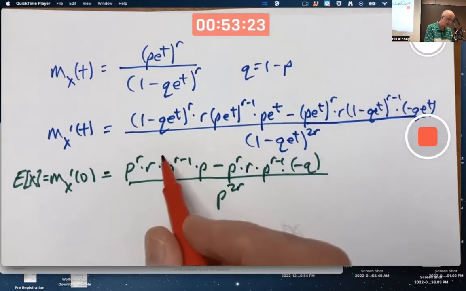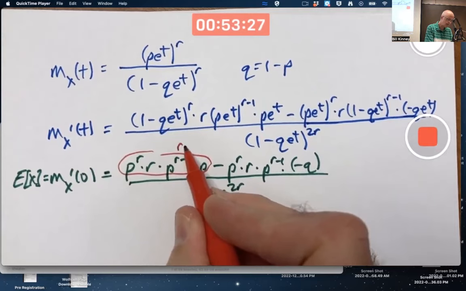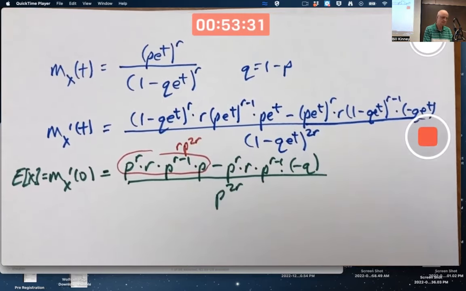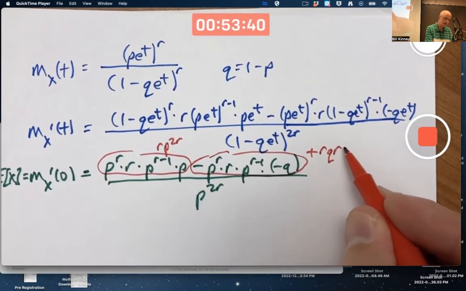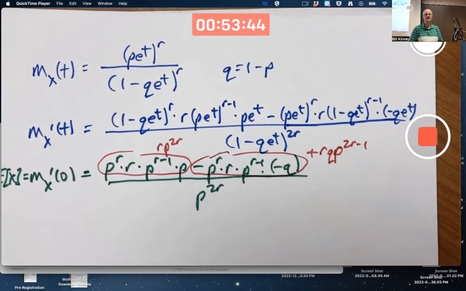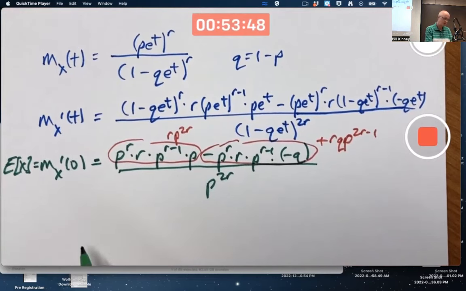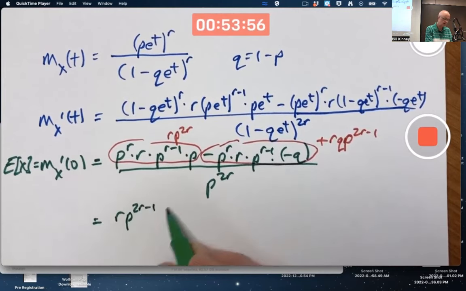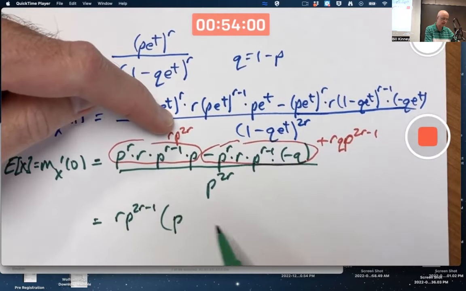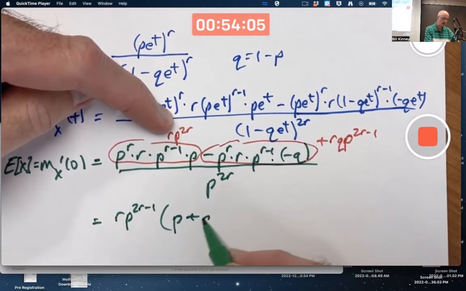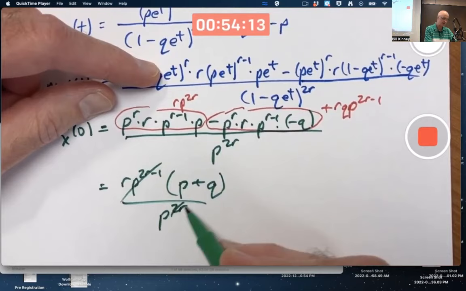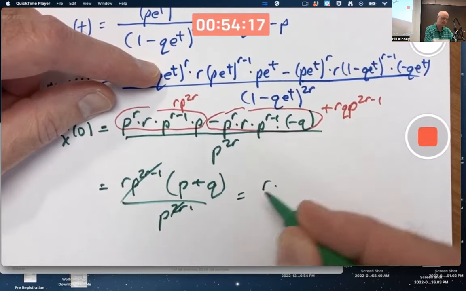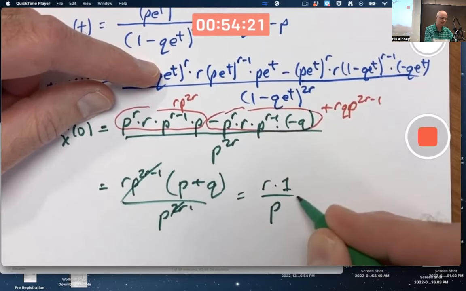This term simplifies by adding exponents to r times p^(2r). This all simplifies to plus r q p^(2r minus 1). Two negative signs make a plus there. You can factor out a common factor of r and p^(2r minus 1), leaving you with, from this term, a p, and from this term, a q. How about that? That cancels with all these except for one of them. So we're left with r times, well, p plus q is 1, over p to the first. r over p. Done.